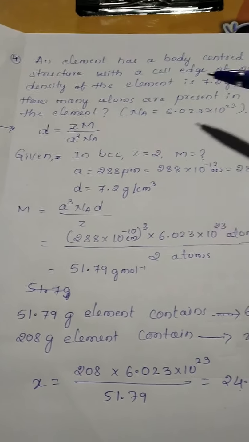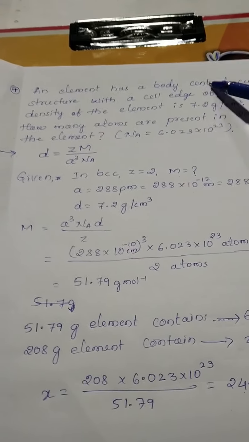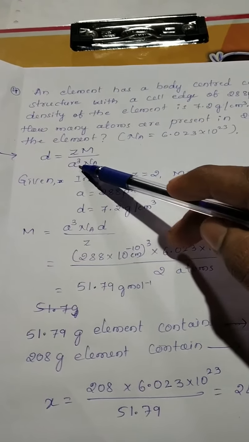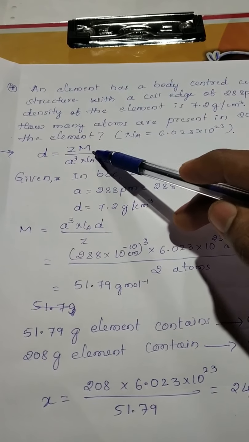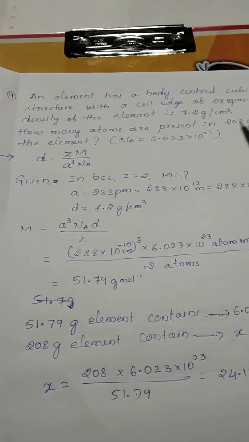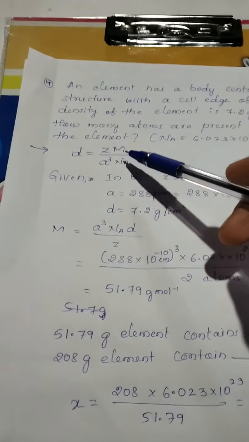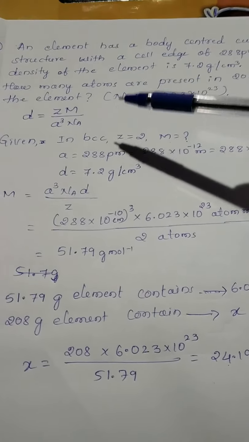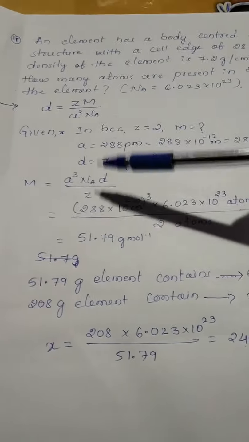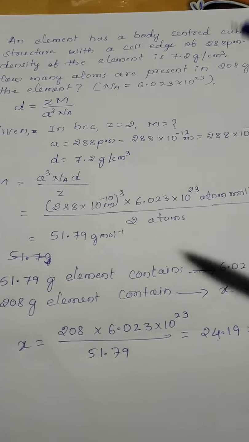They have given Na. So first, see, in this problem, they have given density, they have given Z, they have given edge length, they have given Na, but they have not given the molar mass of the unit cell. Only they have given the small mass, but they have not given molar mass. First you have to calculate the molar mass. So rearrange this formula: M equal to a cube into Na into d divided by Z.